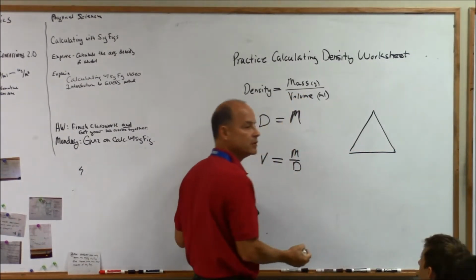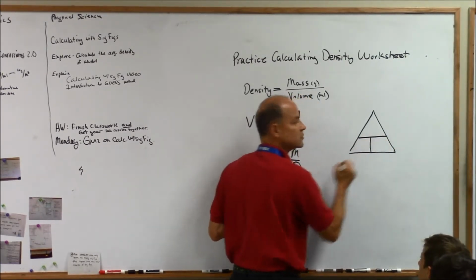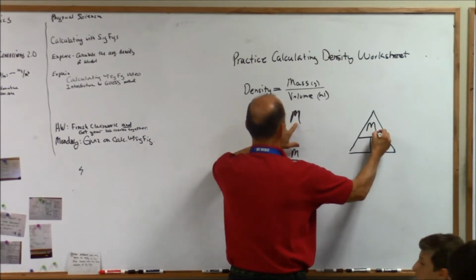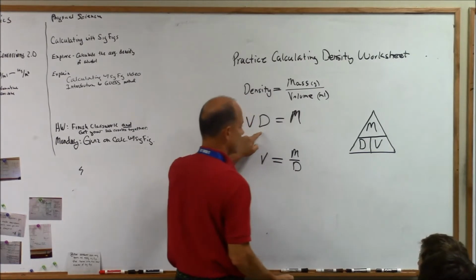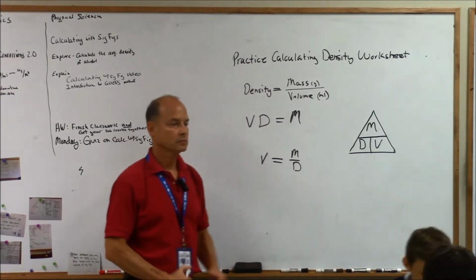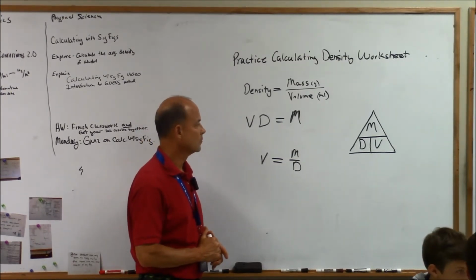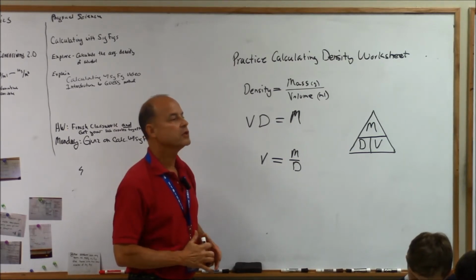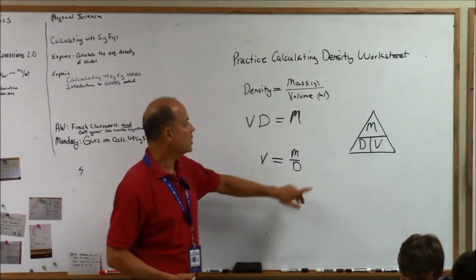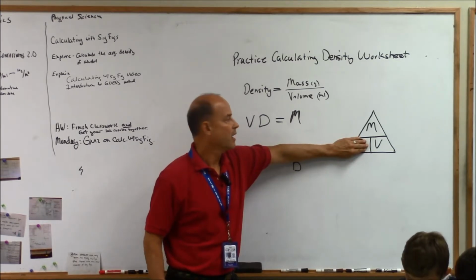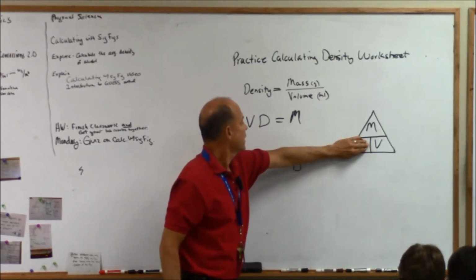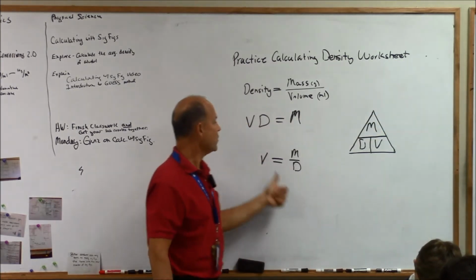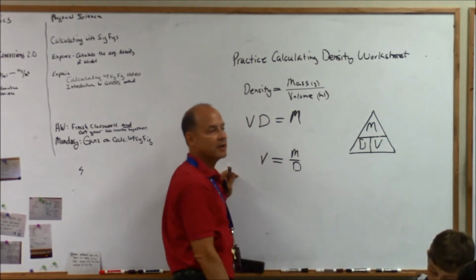I don't like gimmicks. I want you to be able to do the algebra. But sometimes this is really handy. So, mass, if I want to know the mass, it is density times volume. I want you to put this triangle in your notes. Oh, you can put it in your worksheet because you're going to need it on your worksheet. Here's the cool thing about this triangle gimmick thingy. If I want to know the density, cover up the density, and it's mass divided by volume. If I want to know the mass, cover up the mass, and it's density times volume. If I want to know the volume, cover up the volume, and it's mass divided by density.